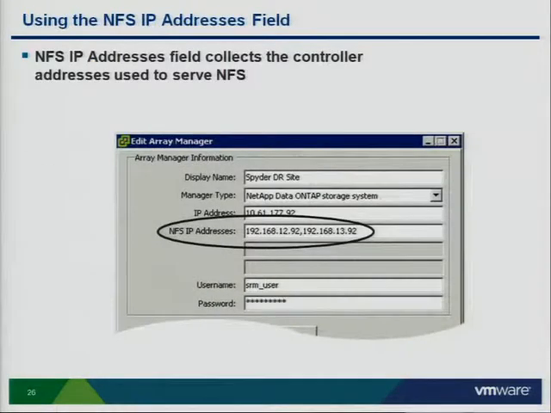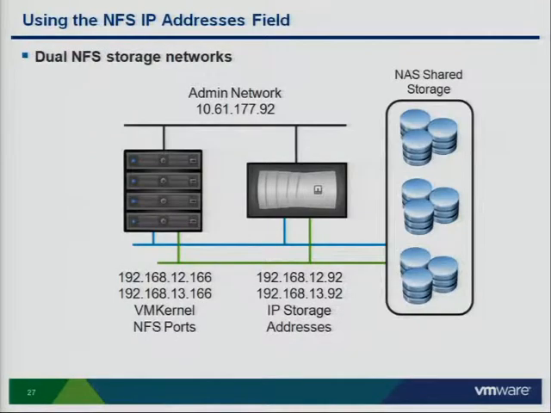A little bit more information about this NFS IP addresses field. This is where you tell the SRA which IP addresses on the NetApp controller are the ones that are serving NFS. A NetApp controller can have multiple IP addresses. Some you might use for CIFS, some for iSCSI, some for NFS. You might share IPs between CIFS, iSCSI, and NFS. And you might have different IPs for administration. You'll put those addresses in that box.